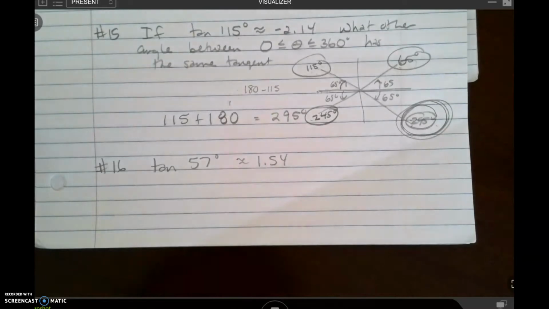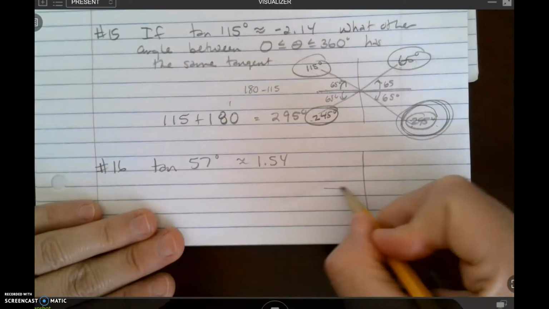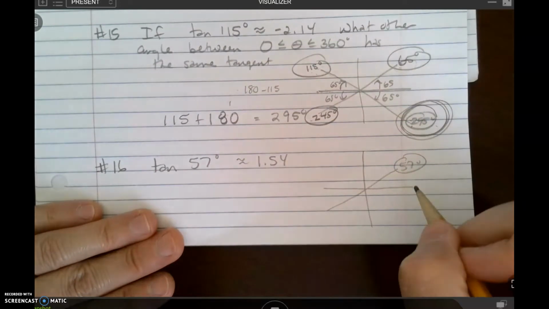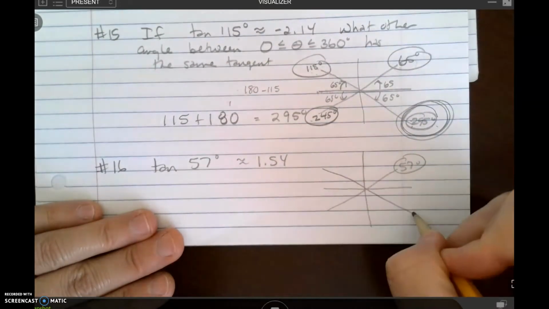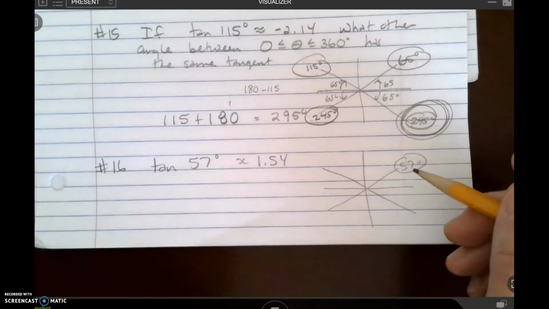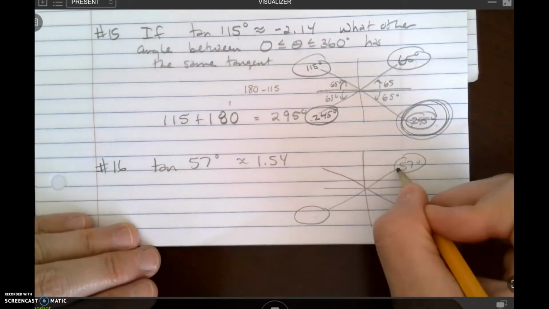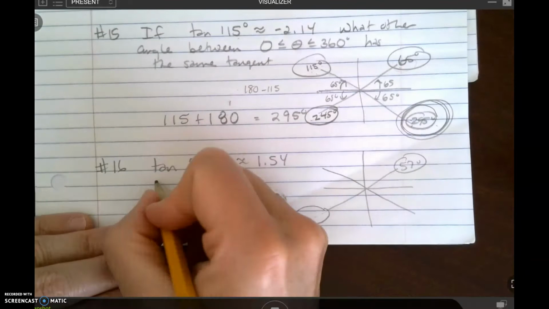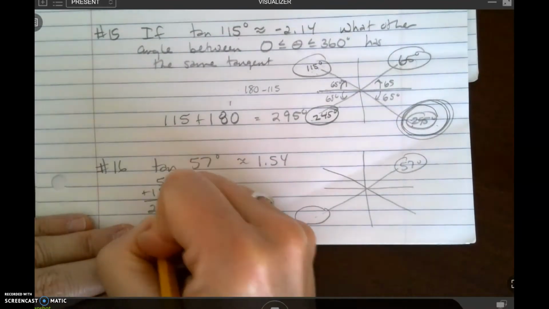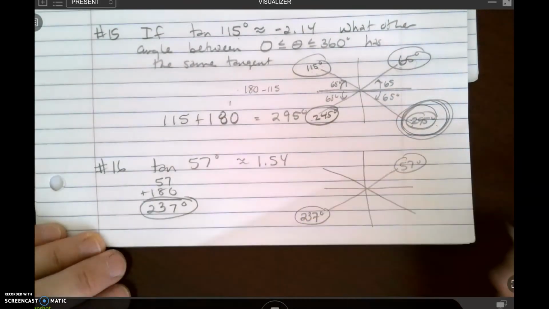Okay. Number 16 is similar to 15. They tell us that the tangent of 57, which would be right here in quadrant 1, is 1.54. Find another angle that has the same tangent. Well, again, tangent is the same on the diagonals. So the other angle that's going to have the same tangent is diagonal, so we just take 57 and we add 180, and I get 237 degrees. This is my final answer.